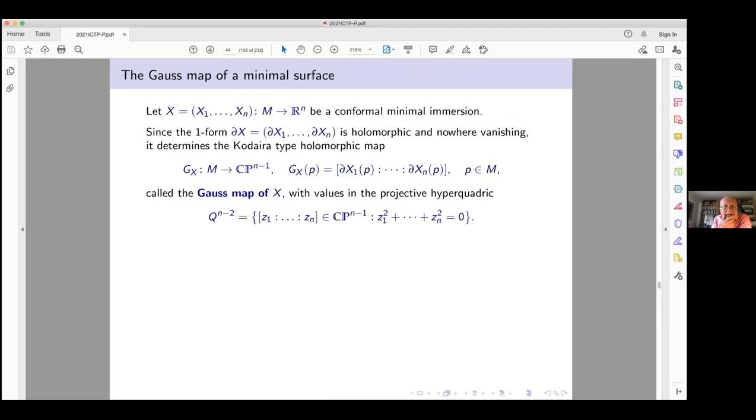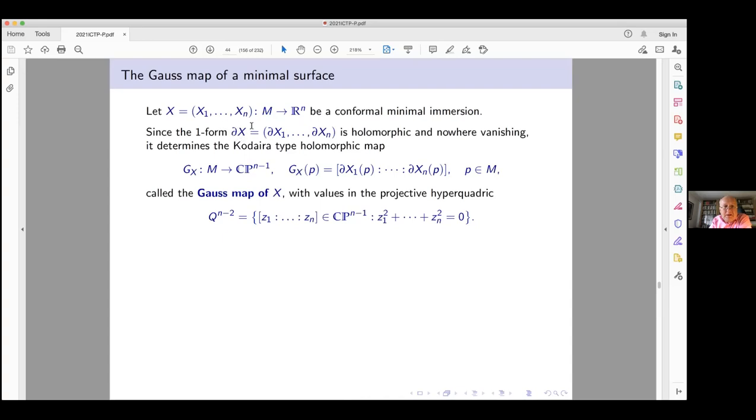Next, the next result, which I'm very happy about also, this was made a few years ago, published in 2019, is about the Gauss map of a minimal surface. So I think I already mentioned the Gauss map, but let's mention it again in general. So let X be a conformal minimal immersion.